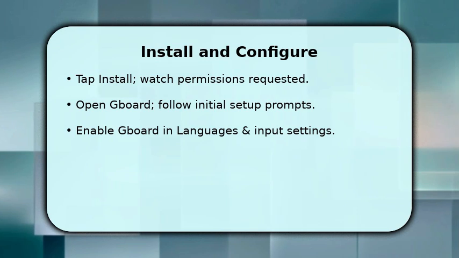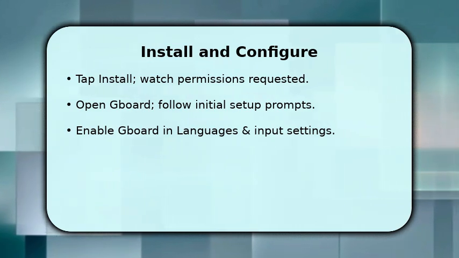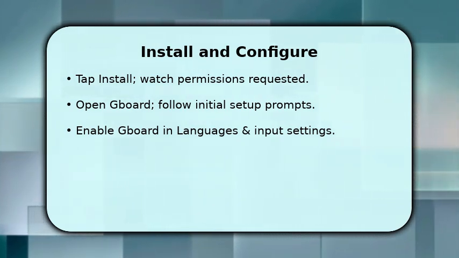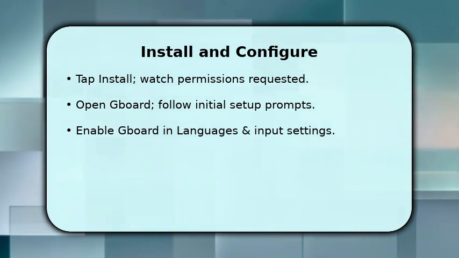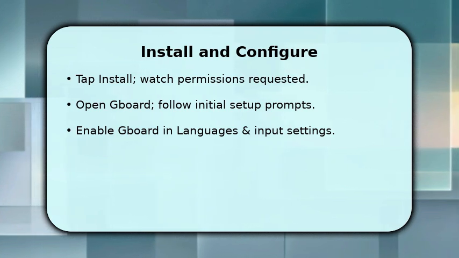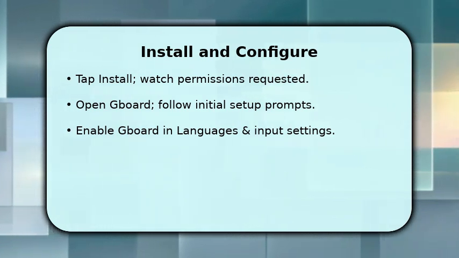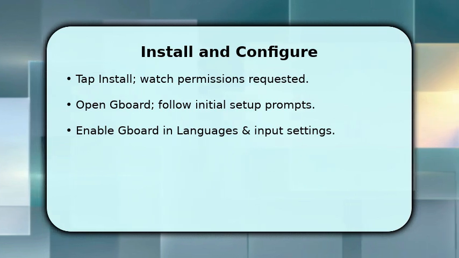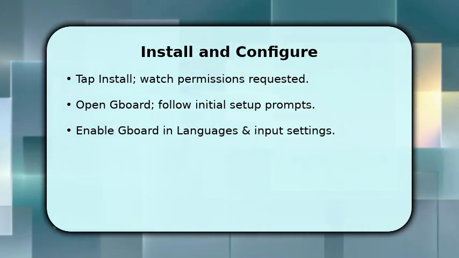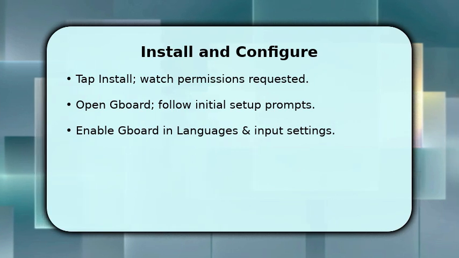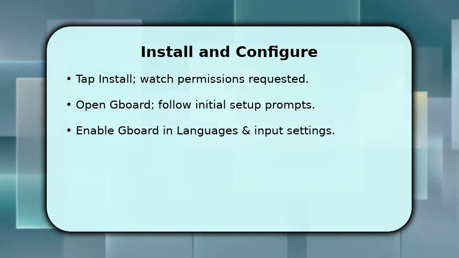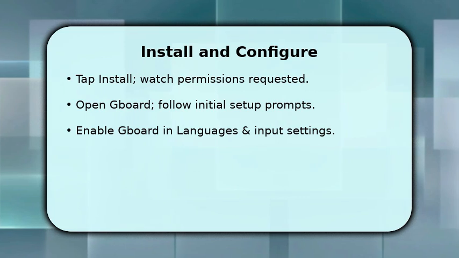Once installation finishes, open Gboard and follow the onboarding. Choose themes, keypress feedback, and voice typing preferences. Go to Settings, System, Languages and input to enable Gboard as an input method, then select it as your default keyboard. This ensures apps use Gboard for typing and that your preferences carry across sessions and reboots.